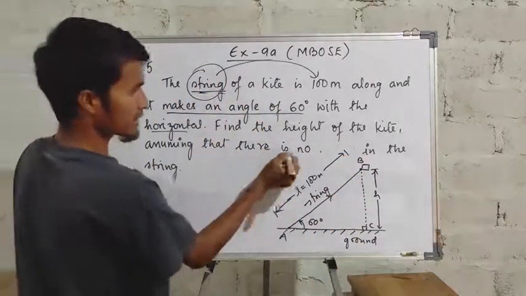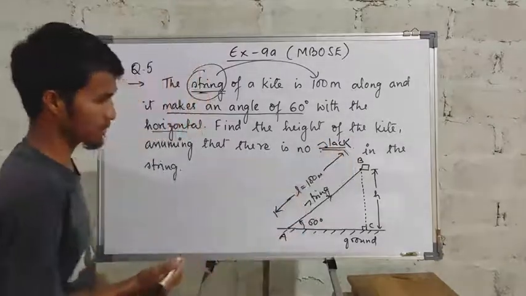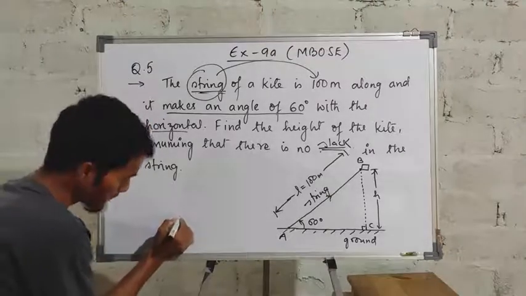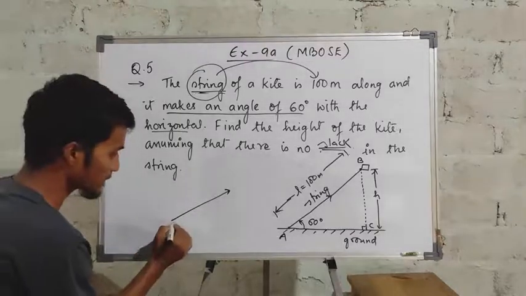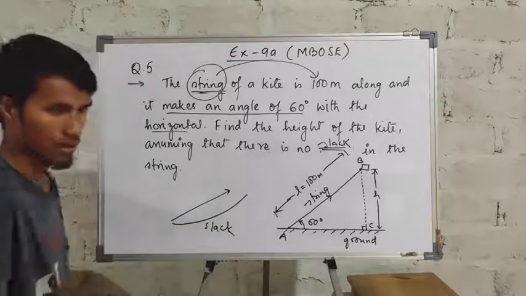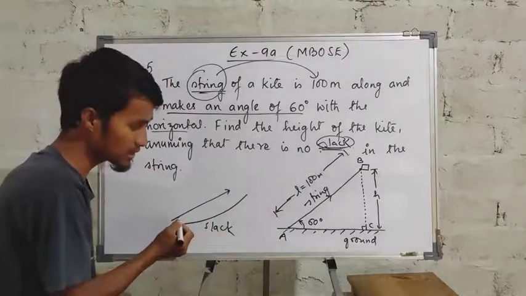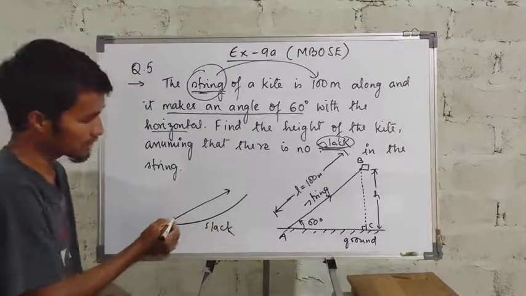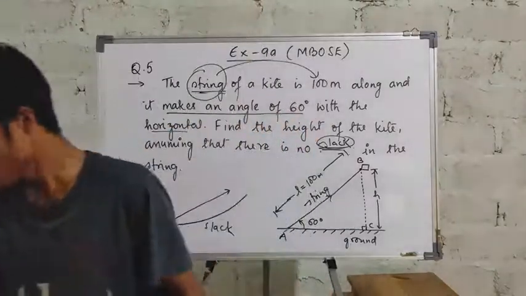Okay, assuming that there is no slack in the string. Slack means whenever you fly the kite, the thread never goes straight, it will bend like this. This is called slack. And in this question, assume that there is no slack. We neglect this bending or the curve of the string, and just consider the string as straight according to this question.